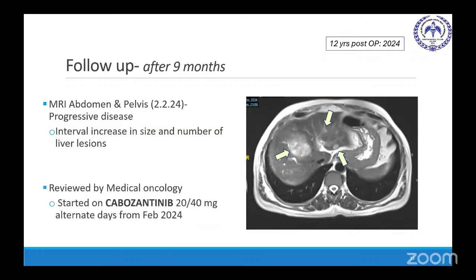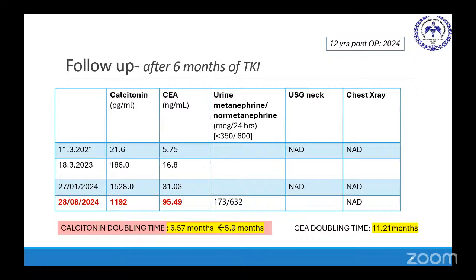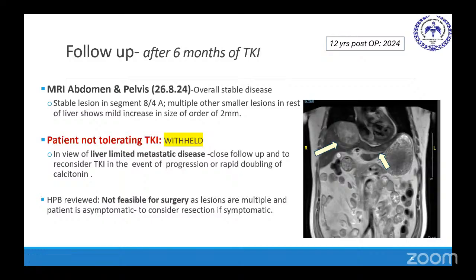And he was started on tyrosine kinase inhibitor cabozantinib, 20 mg and 40 mg alternate. We reviewed him 6 months after initiation of tyrosine kinase inhibitor. And we found that the calcitonin doubling time had remained stable. CEA level has slightly increased. And on structural evaluation, the MRI suggested that the liver lesions were also stable. However, by then our patient had developed intolerance to the cabozantinib in the form of diarrhea and hand-foot syndrome.